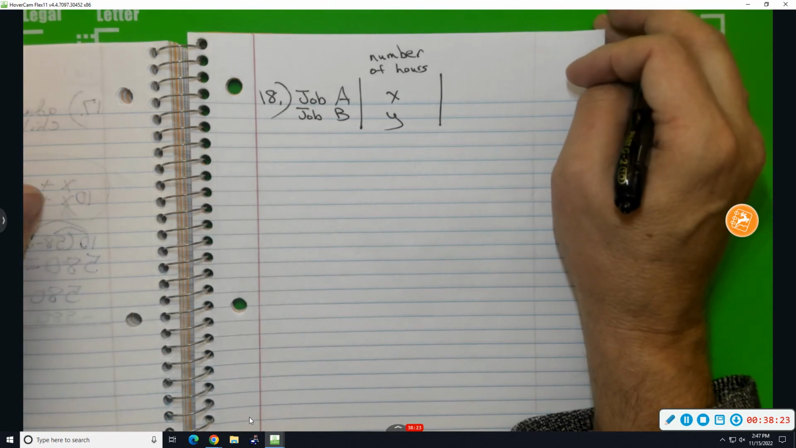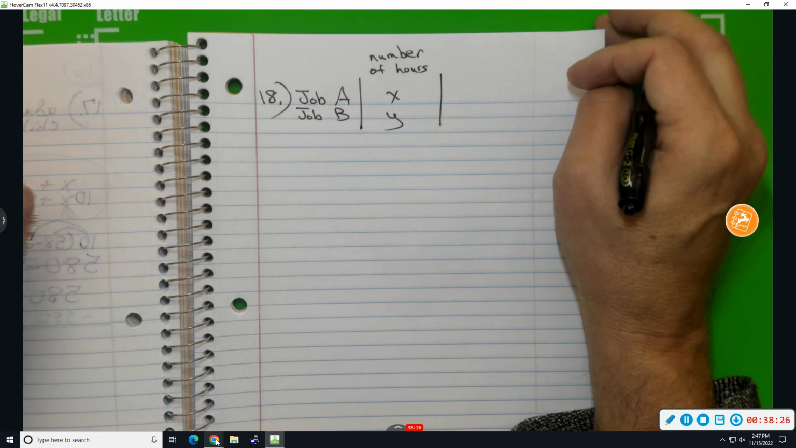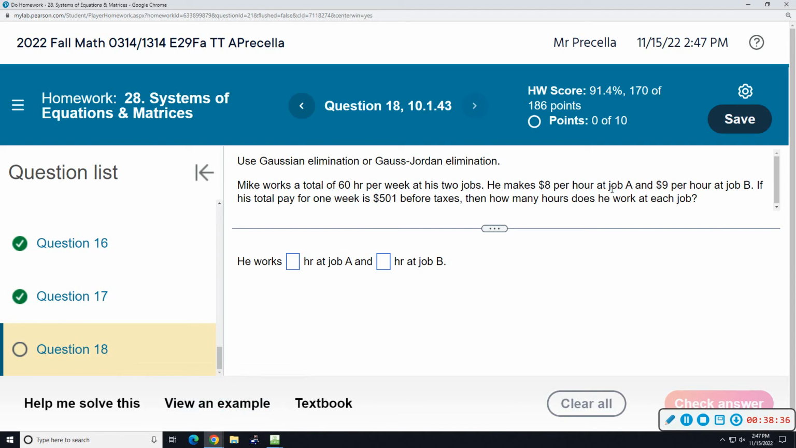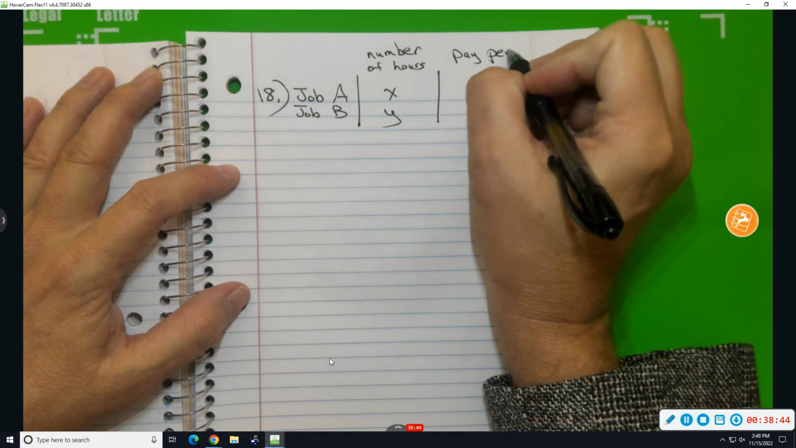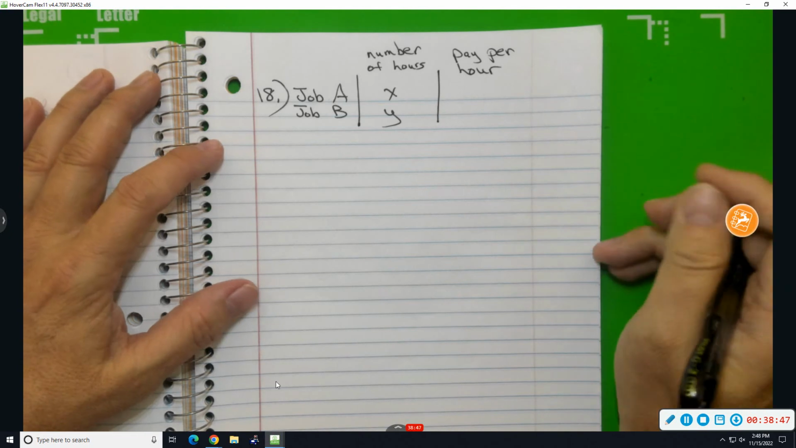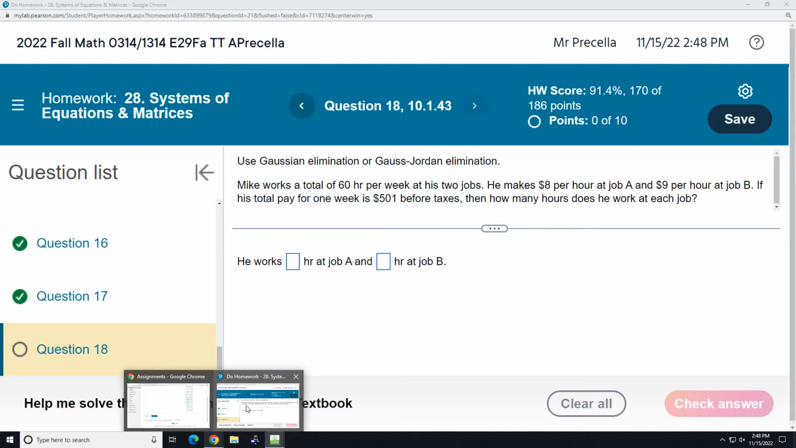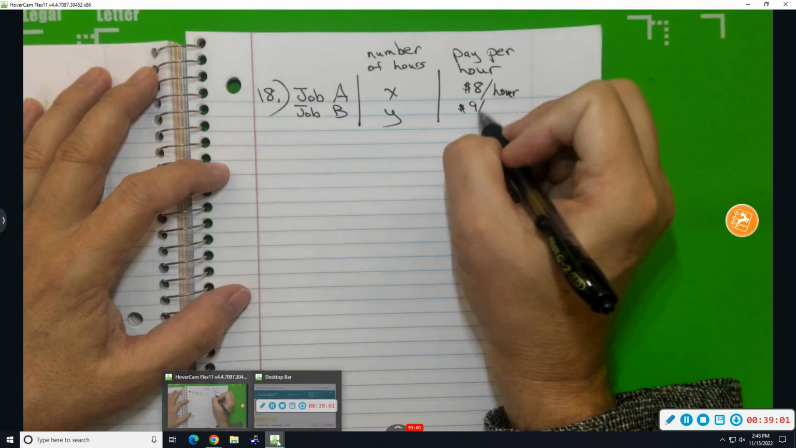Okay. So getting the hang of these, what's that next column going to be? What do you think we're going to use for the next column? We know the number of hours. Maybe it's the pay per hour. This is making me want to do some linear programming, Tony. Yeah, making another one of these tables. Of course. Pay per hour. At job A, he makes $8 per hour. And at job B, he makes $9 per hour.